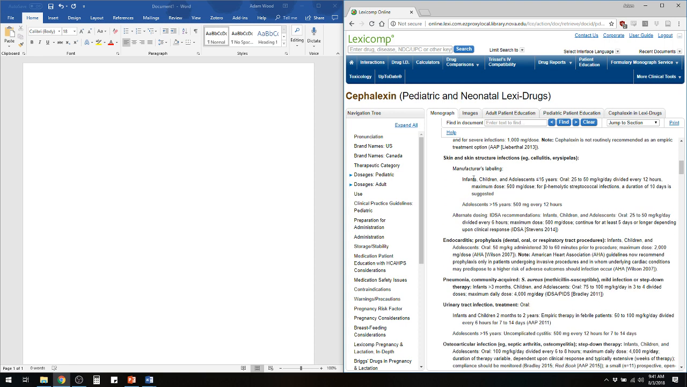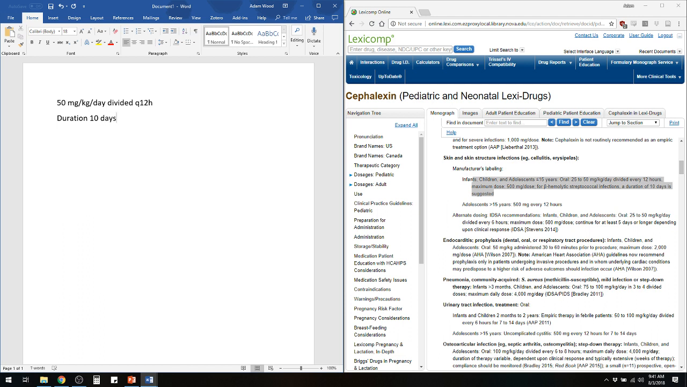So going through, for infants, children, adolescents, let's say we're dealing with a 4-year-old: oral 25 to 50 milligrams per kilogram per day divided every 12 hours. Max dose 500 milligrams per dose, okay? So that's what we're going to use for our dosing here. Let's do 50 milligrams per kilogram per day divided Q12 hours, and then we'll do a duration of 10 days.